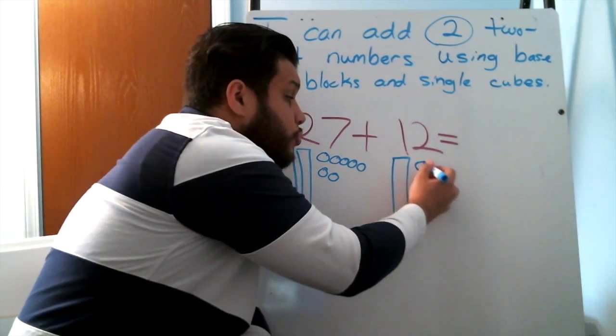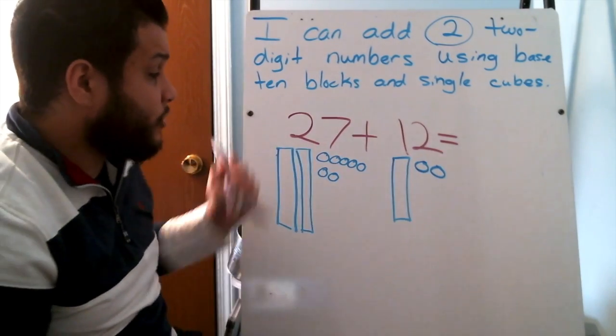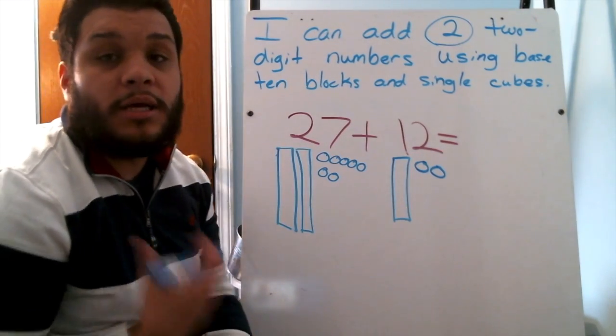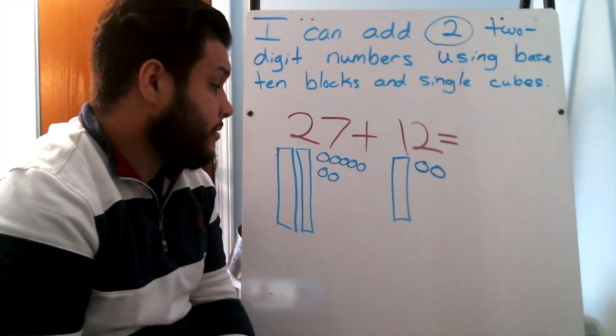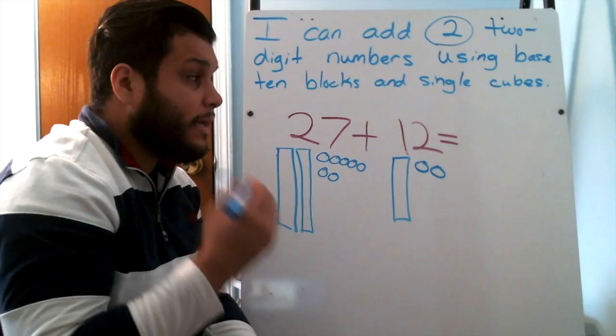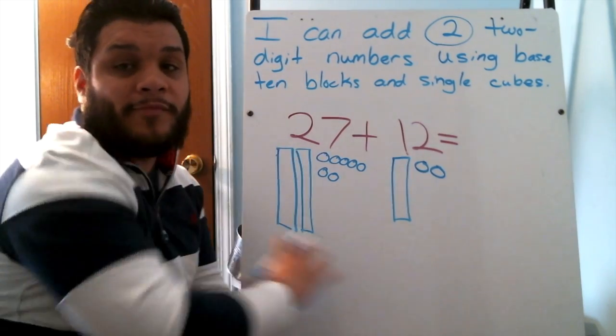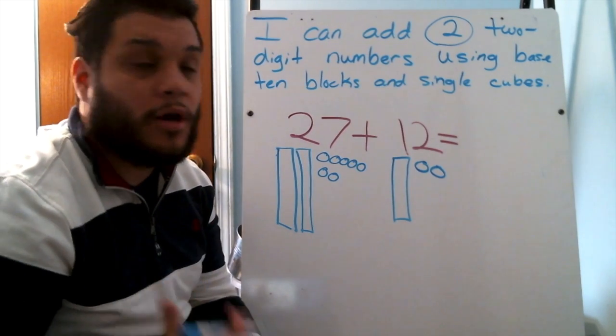Awesome. 2 ones. Now I want to count my picture. I want to count this all to find my answer. Remember, our first step, number 1, is count all of our tens. I want to count all of my tens and then count all of my ones.